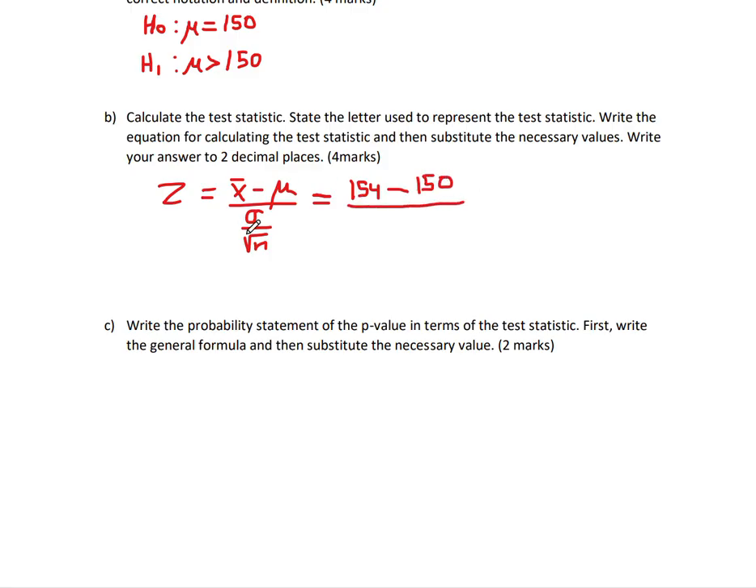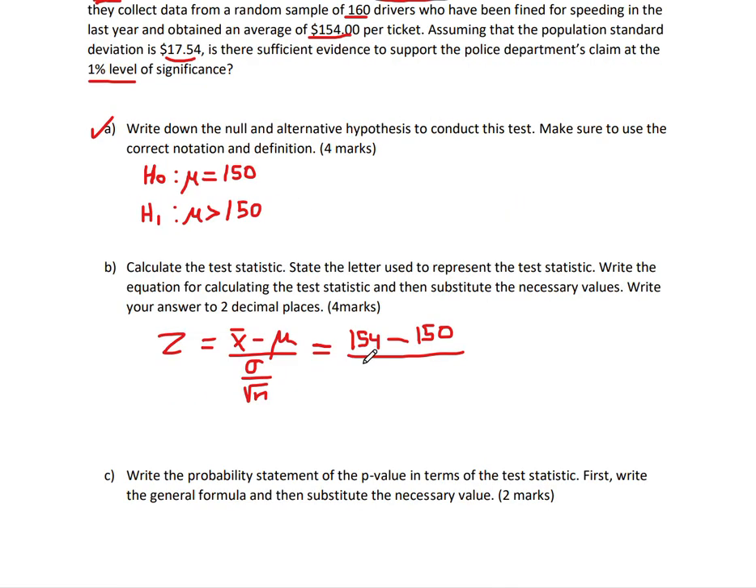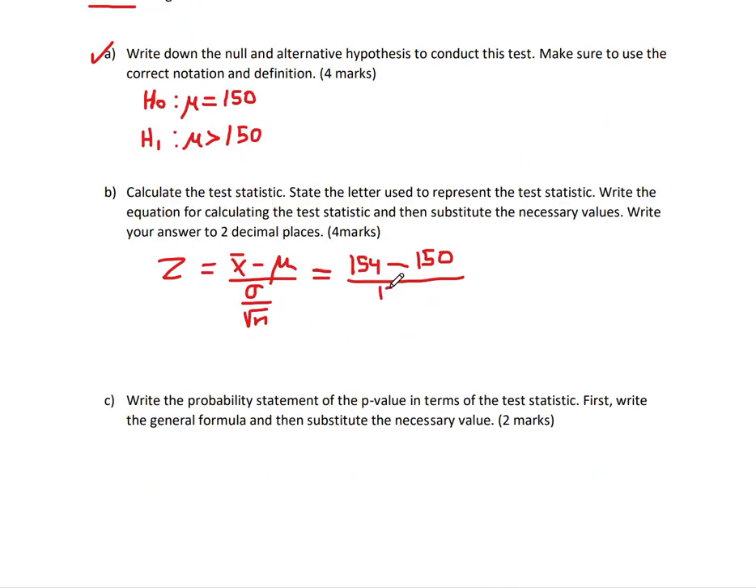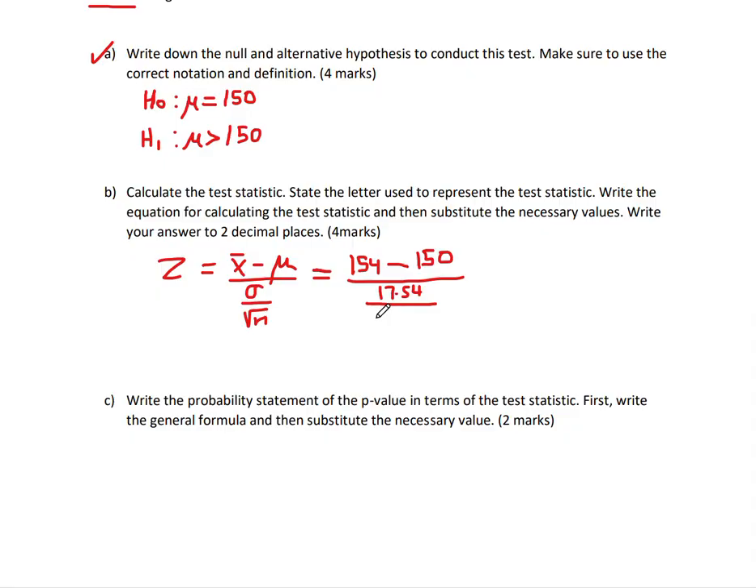Sigma is the population standard deviation, which is given to us in the question as 17.54, yes? So that's 17.54. And we're dividing by the number of observations, or sample size, which is 160 drivers who were sampled. So we're dividing here by the square root of 160. The numerator is going to give us 154 take away 150.